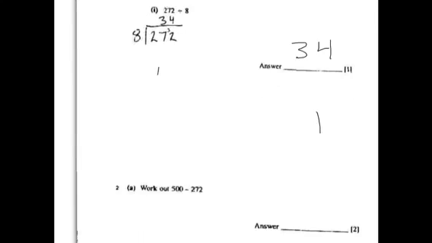Question 1's already been completed. It is straightforward. 272 divided by 8. So you can see they're working through 8 into 27 goes 3 times with a remainder of 3, and then 8 into 34 goes 4 times, giving you the answer 34.